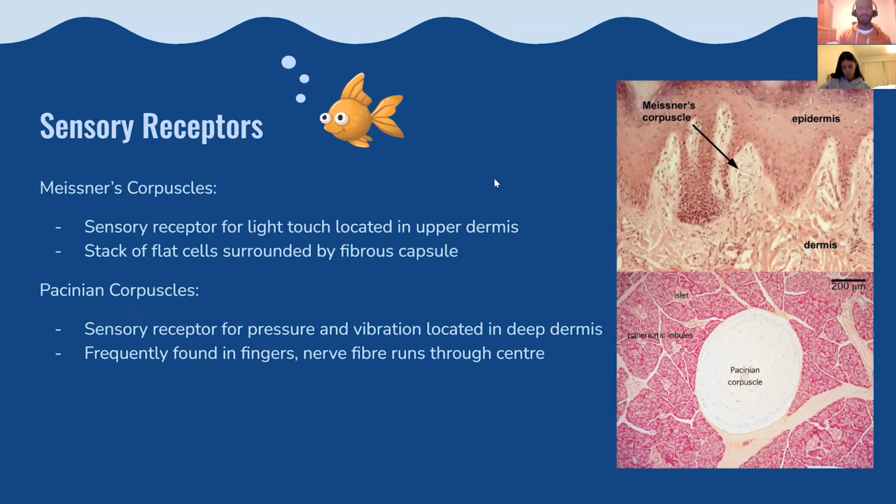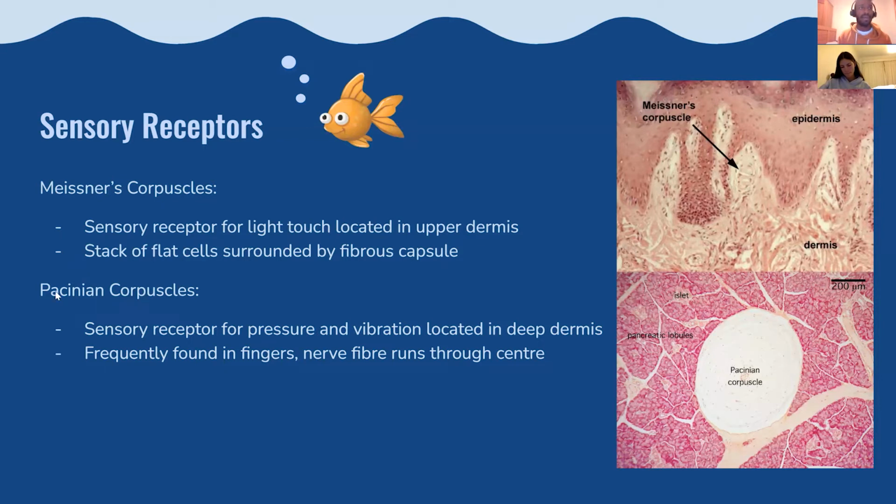Our Meissner's corpuscles are located really superficially, so really high up in the dermis, very close to the epidermis, and that's because they are the sensory receptor for light touch. So to actually pick up on that light touch, we need them to be closer to the actual surface of the skin.